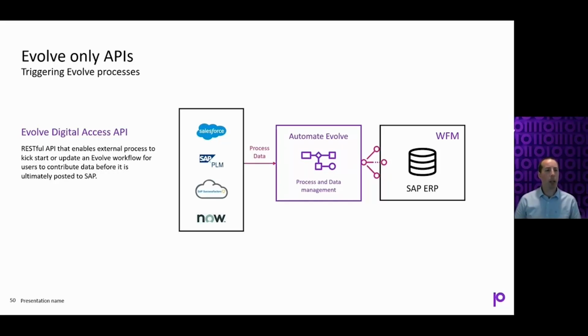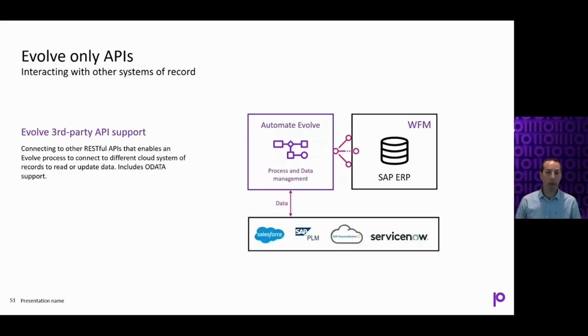They can actually kick off that process as a part of their task that they're doing in Salesforce or in ServiceNow before that data is eventually moved into SAP. And then finally, again, support for the third-party RESTful APIs. We really feel like this is going to be a big benefit to those Evolve solution developers so that they can start integrating with other systems of record that have RESTful APIs, which we can consume.